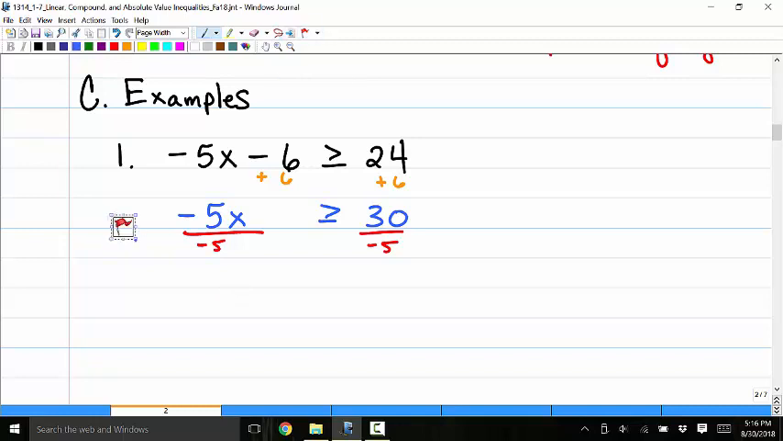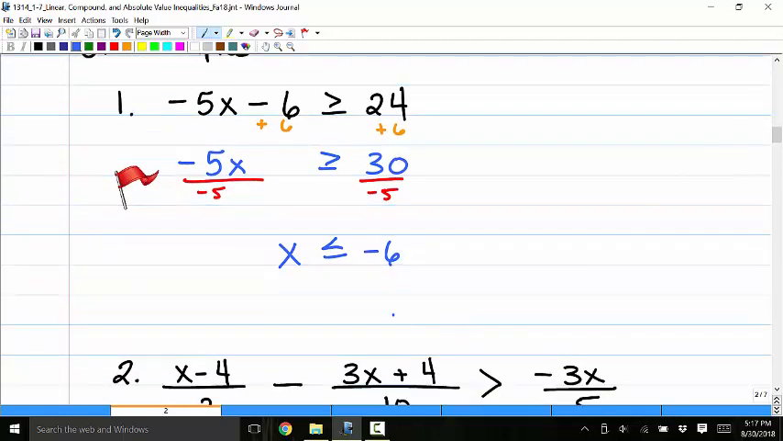I divided by a negative number. What happens? A little flag went up, and I'm going to need to go over here and say, okay, less than or equal to. I needed to flip the sign. And I get x is less than or equal to -6.